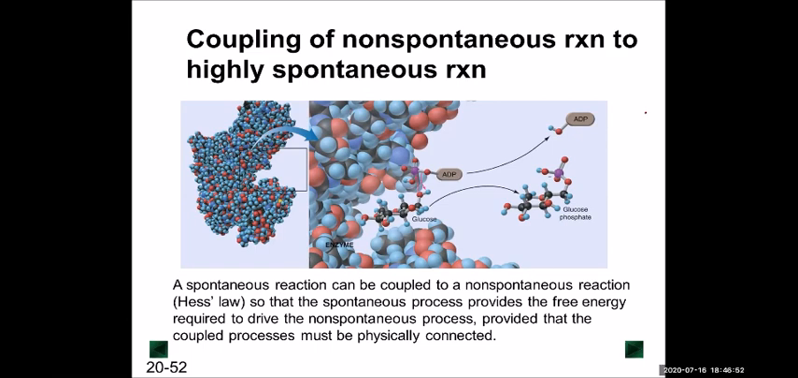In biological systems, there are many reactions that are highly spontaneous, which means highly forward, product favored, and release energy. Those processes, if close to a non-spontaneous process together, then the spontaneous one can give the energy and make the non-spontaneous one happen. This we call a coupled reaction.